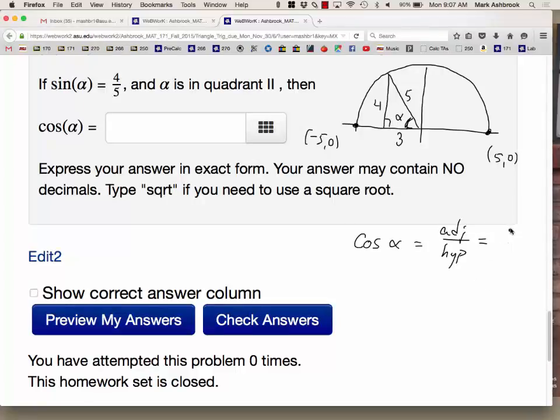So therefore, the adjacent over hypotenuse would be? It would be 3 over 5, but quadrant 2 for cosine, right? So cosine then would be like negative 3/5. So it'd be the adjacent over hypotenuse, but they're specifying you're in quadrant 2. In quadrant 2, cosine is negative. So this would be negative 3/5.